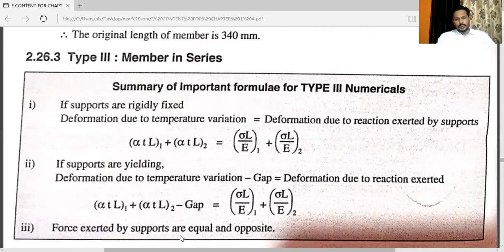Force exerted by supports are equal and opposite. That is the third condition, when the member is in series.